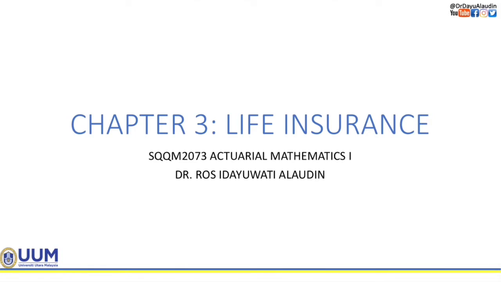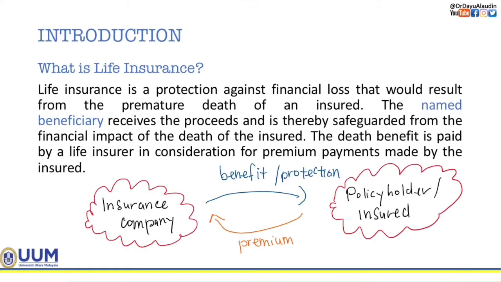Now we look at chapter 3, life insurance. So what is life insurance? Life insurance is a protection against financial loss that would result from the premature death of an insured. The named beneficiary receives the proceeds and is thereby safeguarded from the financial impact of the death of the insured.